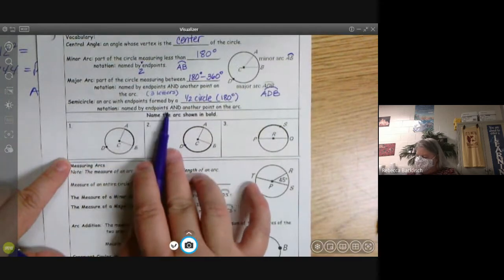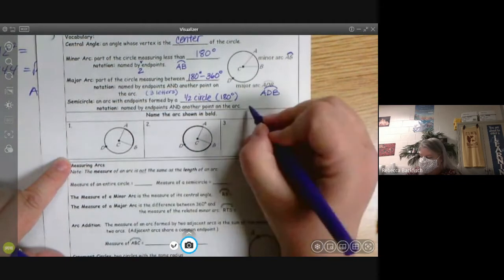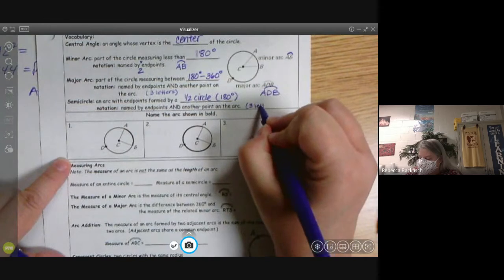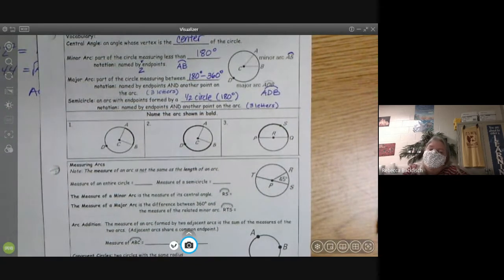Notice it's named by endpoints and another point on the arc. So we use 3 letters to name that also. Technically, you could use 2 letters for a semicircle. It kind of depends on your context. If I'm trying to identify which semicircle I'm talking about, then I really need to mention that extra letter to say, oh, I want the one that goes past this point, not the one that goes the other way. If I'm just trying to find out how much it measures, it doesn't matter. It measures 180 either way. If you go halfway around the circle, it doesn't really matter which way you went. You're still halfway around the circle. Okay?